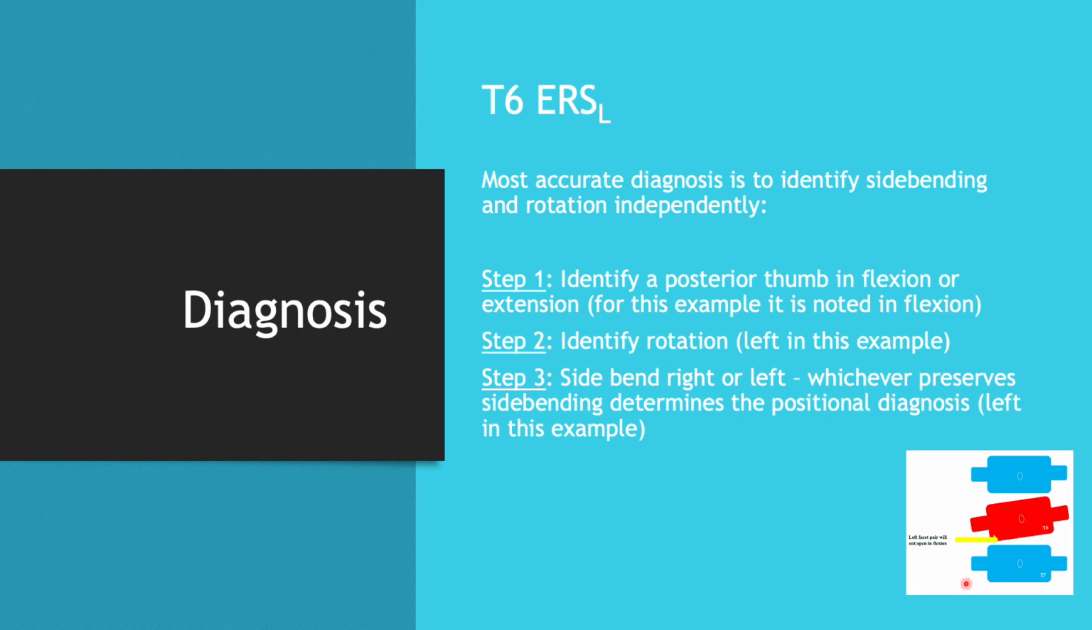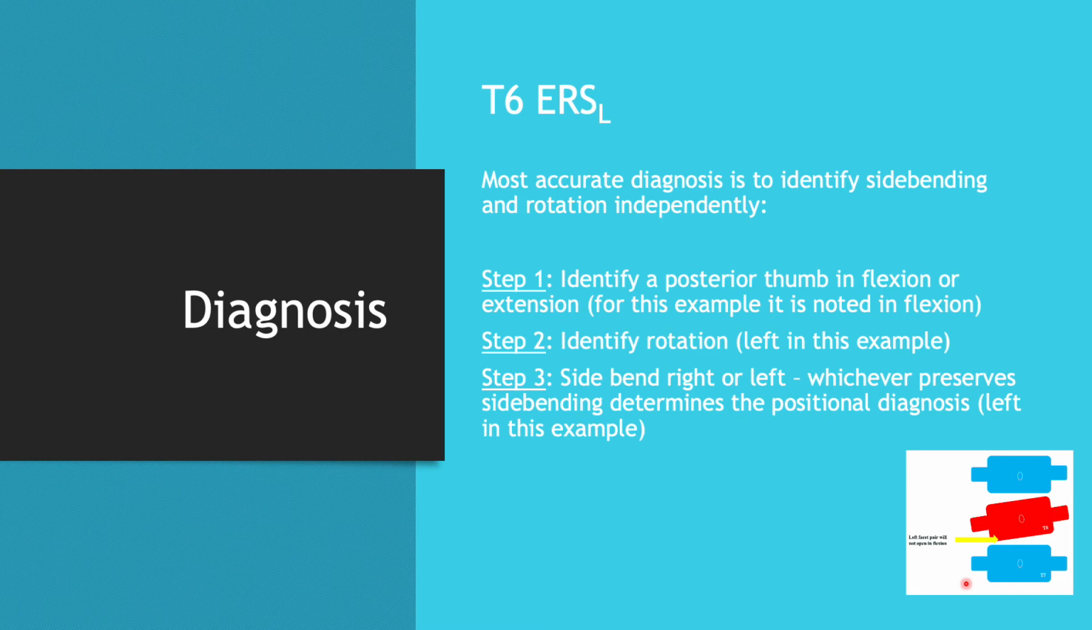In other words, it does not remain rotated left, then I know that I'm changing it. And actually, what you're doing in that instance is putting the patient into the treatment position. So if it's rotated left and side bent left, okay, and then you go to move the patient, and that is your positional diagnosis, right? ERS left. And if you side bend them to the right, that vertebra will actually switch its rotation. It'll start rotating toward the right.